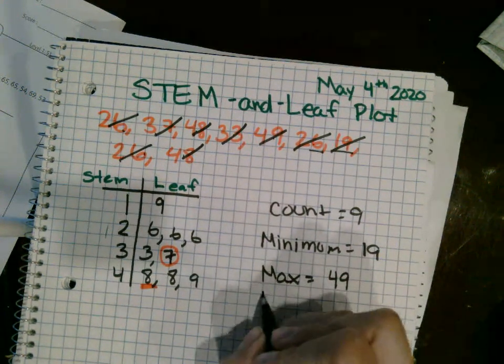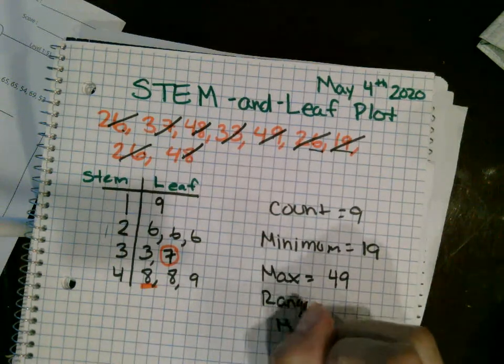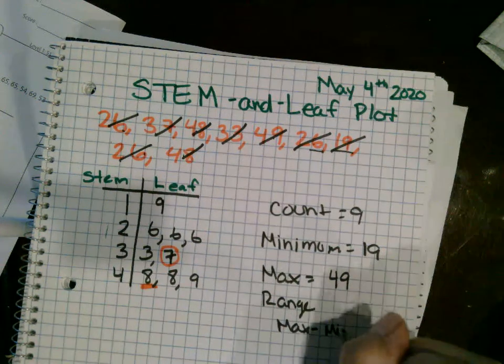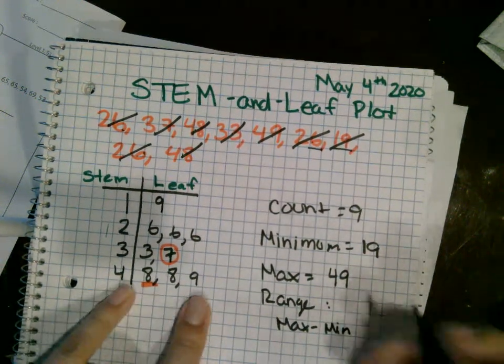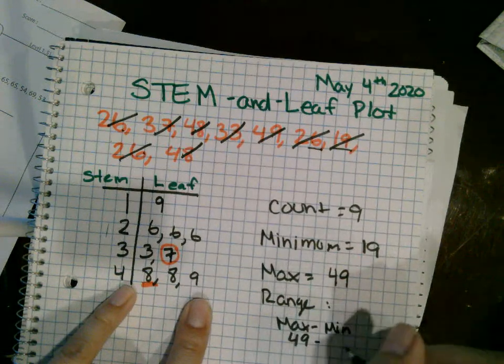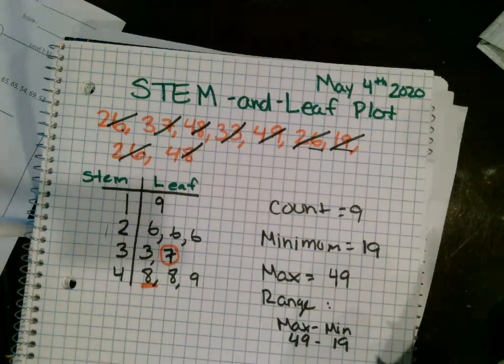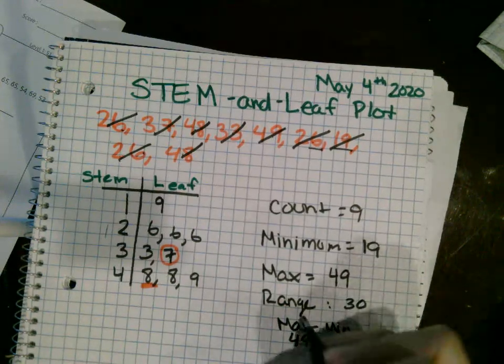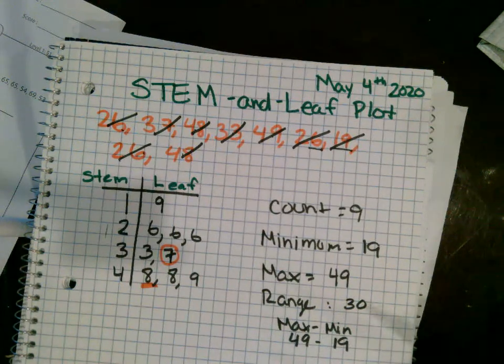All right, what would be the range of our data? Remember, range is basically maximum minus minimum. So what's our maximum? Well, we just said it, 49. What's our minimum? 19. What's 49 minus 19? That's right, 30. So your range would be 30 because I took your maximum and subtracted your minimum.